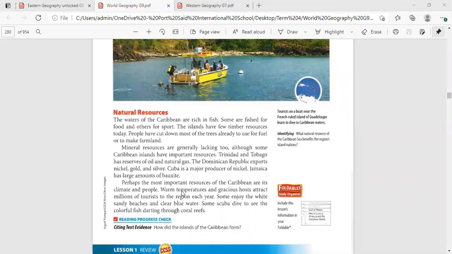The Dominican Republic exports nickel, gold, and silver. Cuba is a major producer of nickel. Jamaica has large amounts of bauxite.